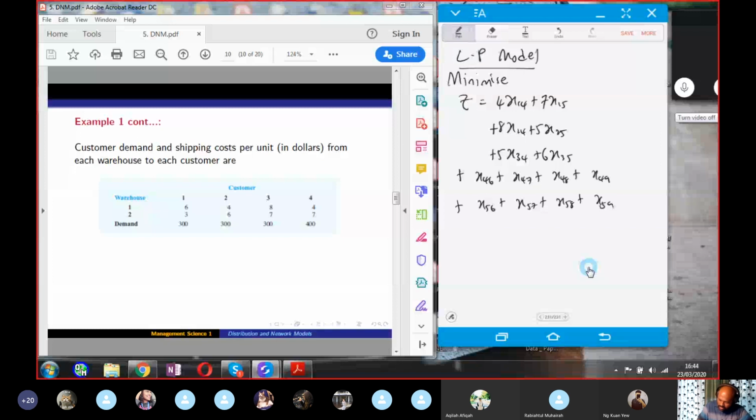Okay, these are the quantity. After this, put the cost. 6, 4, 7, 4. Now this is the objective function for the transshipment problem, example 1. Okay. Now we're going to constraint.